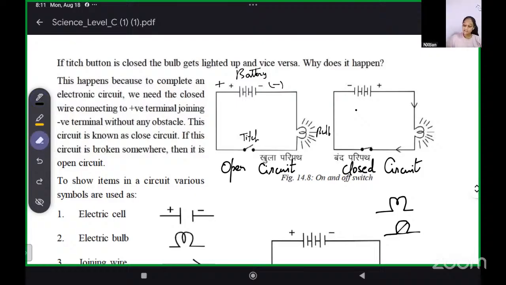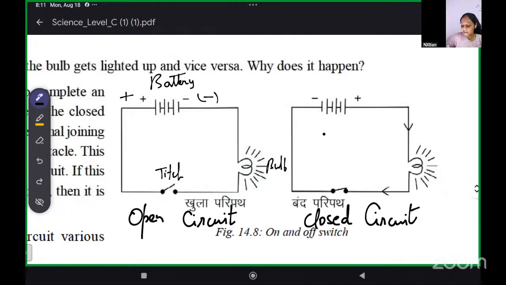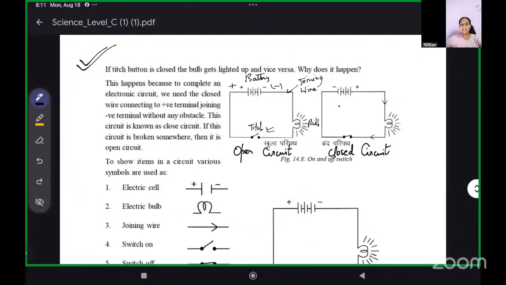Now, the first one, if you take a look at it, is an open circuit. Why? It's because the switch button is open here. It's not joined with the joining wire. If you take a look at the second one, it is joined with the joining wire, so it is a closed circuit. This is a very important diagram. Of open circuit and closed circuit, you need to do the diagram and the explanation.